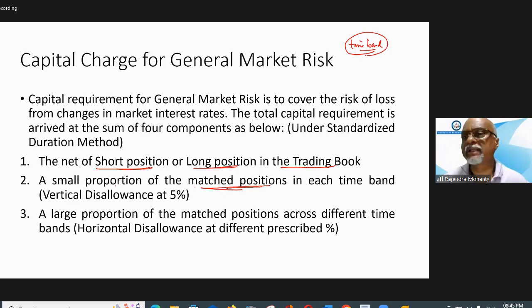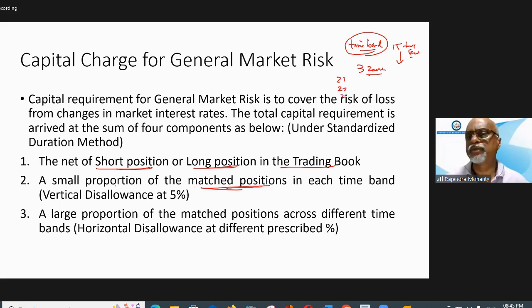There are 15 time bands in the market risk. These 15 time bands are again divided into 3 different zones: zone 1, zone 2, and zone 3. Now, when you take a small portion of the matched positions in each time band, that means there is a long position in the same band and a short position in the same time band. Whenever the time band matches, the disallowance is 5%.